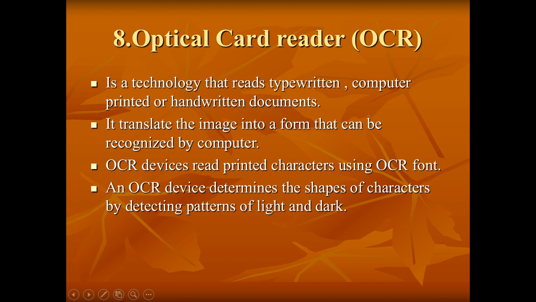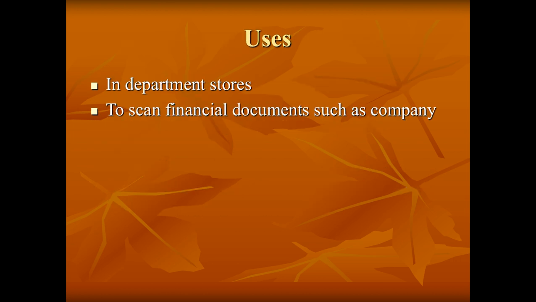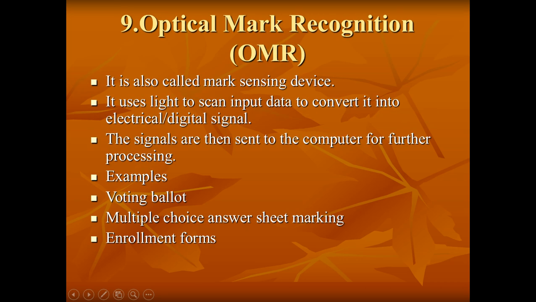OMR, optical mark recognition. Inside it, it is used as a mark sensing device. You can read multiple choice sheets, voting ballots and enrollment forms. Just like this is the shape of the OMR reader. Advantage of that one: there is no typing involved, so errors and time taken are reduced, and it reduces the cost of inputting a large amount of data.